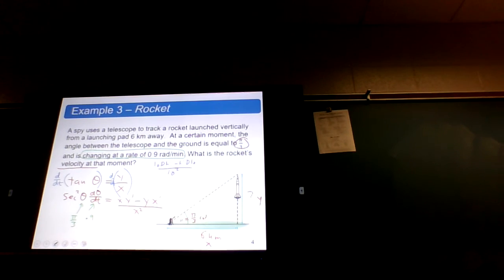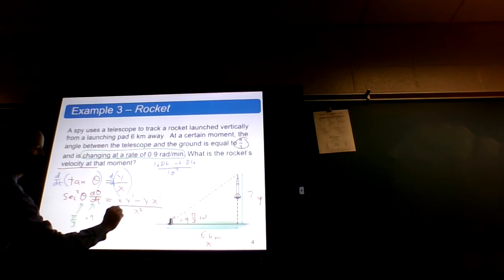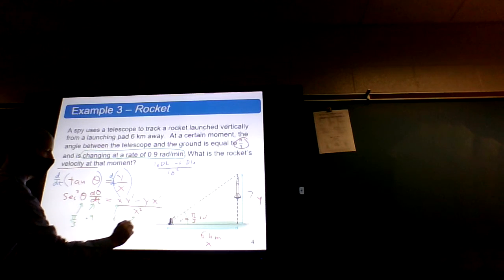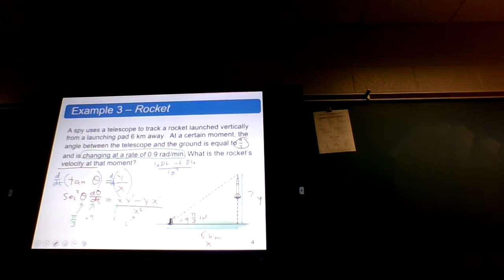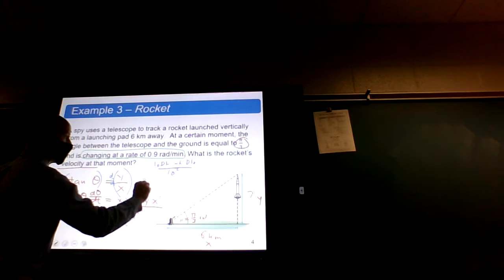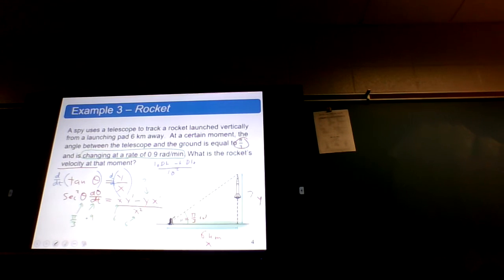Okay, what can we put in for x? This is going to be 6. Okay, what can we put in for y? We don't know what y is, right? So we'll just put a question mark there. What can I put in for y prime? 0? I don't think so. If you say y prime is 0, you're saying the rocket is not moving.